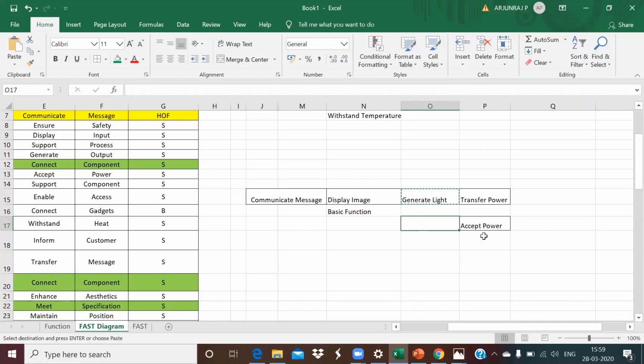Is that okay, sir? Generating light and transfer message can be AND gate. Yeah. What do you feel? Is it the combination of both? Like I am able to display the image by generating light and also by transferring message. Can it be AND gate? Transfer message. Yeah, transfer message.